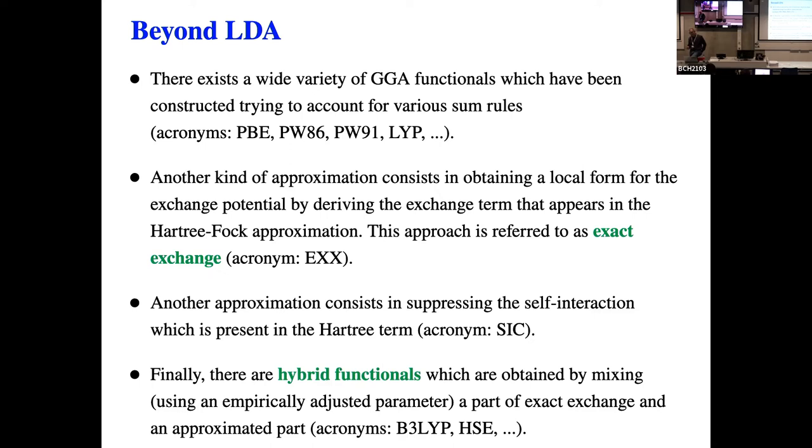There are some other methods that try to suppress the self-interaction that we've seen, that we know is not supposed to be there. And then, those that are now very widely used, they are more demanding because this exact exchange is hard to compute, are the so-called hybrid functionals that mix a bit of exact exchange with the usual functionals that we saw before. Okay, so you probably all know HSE, if you've done some calculations.